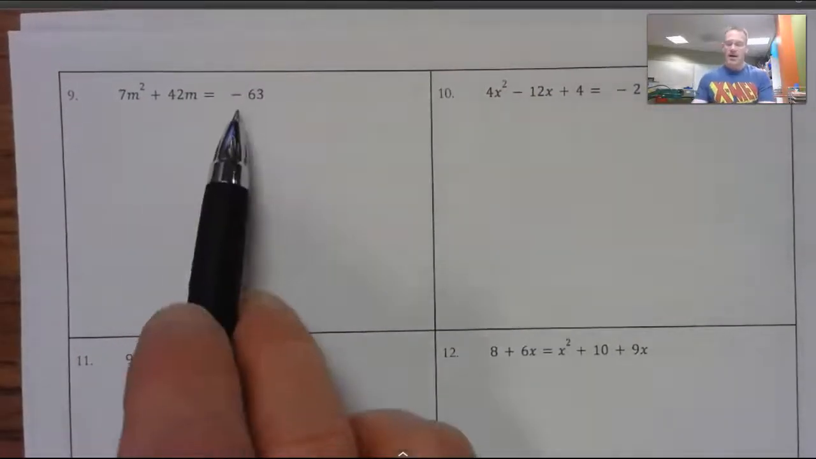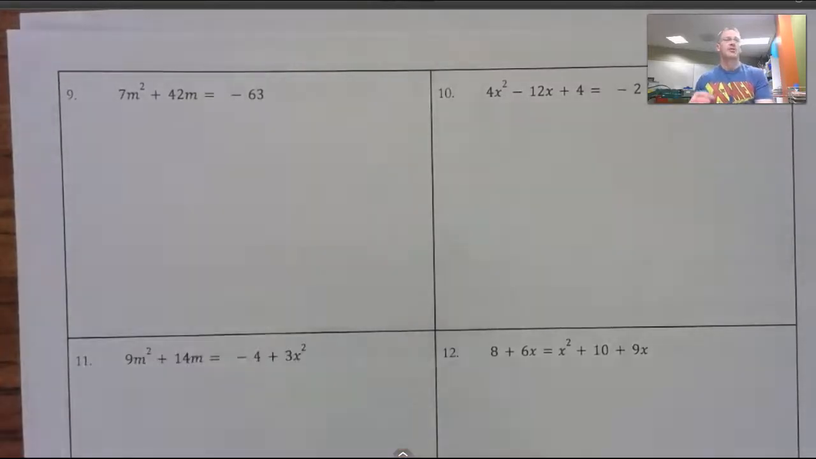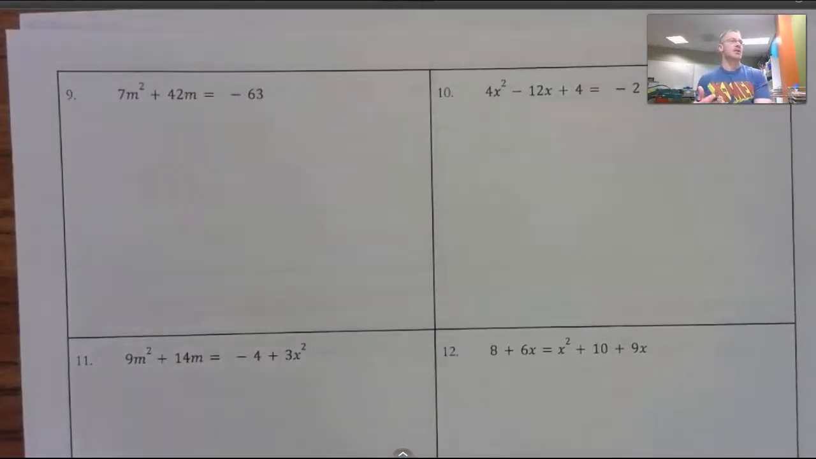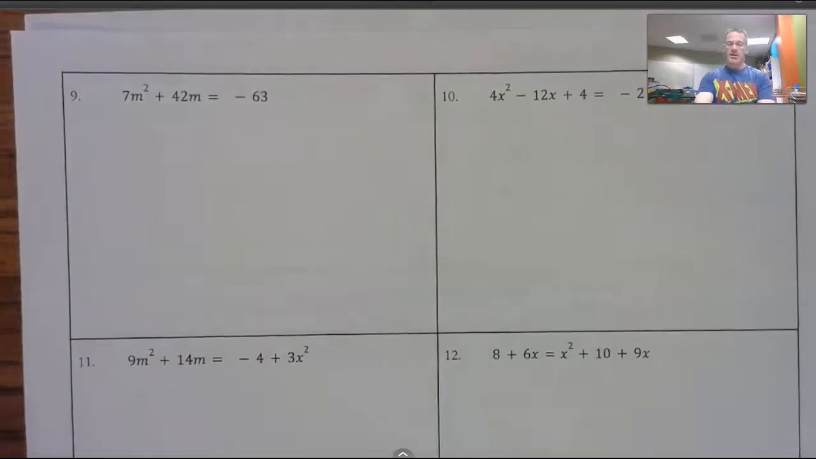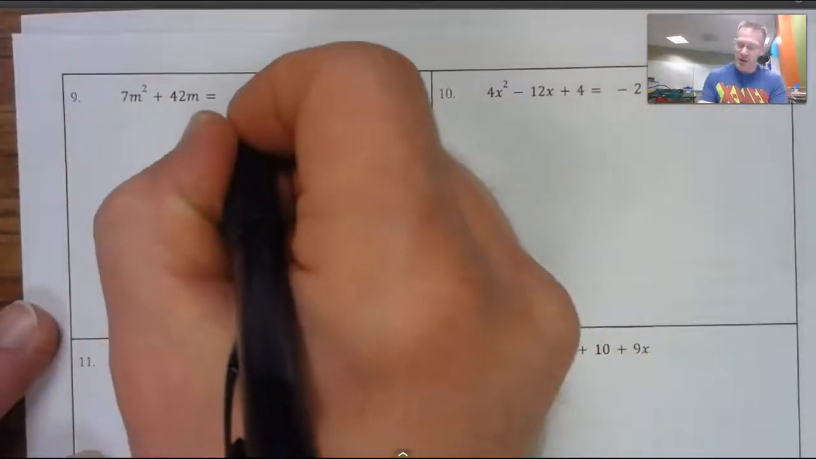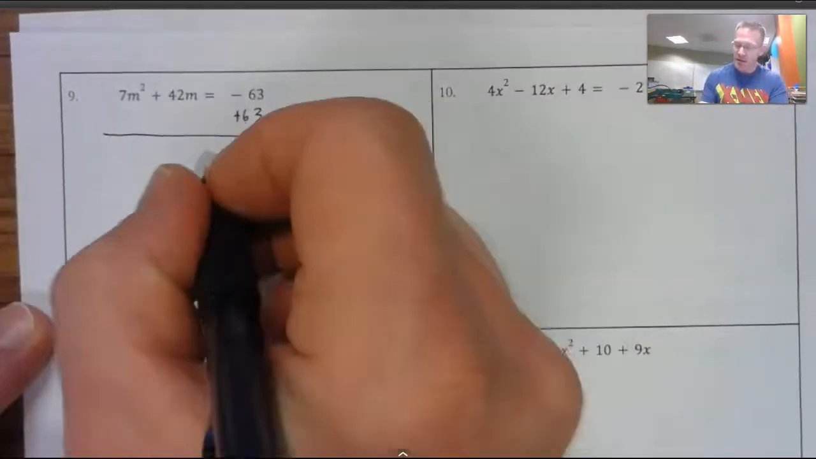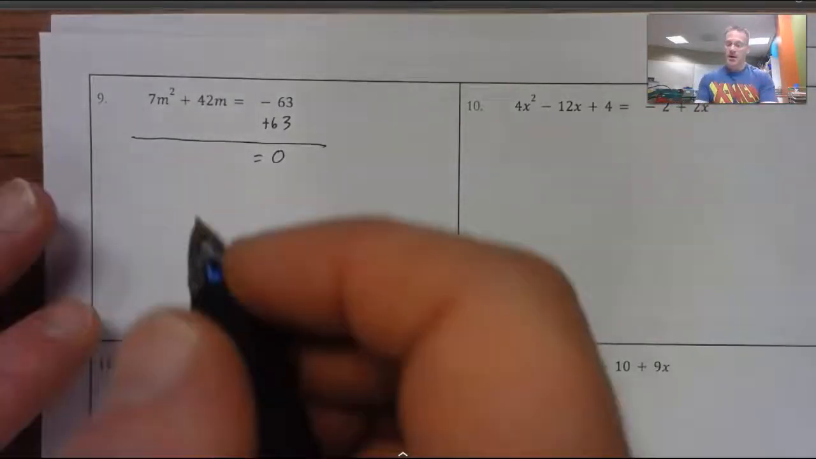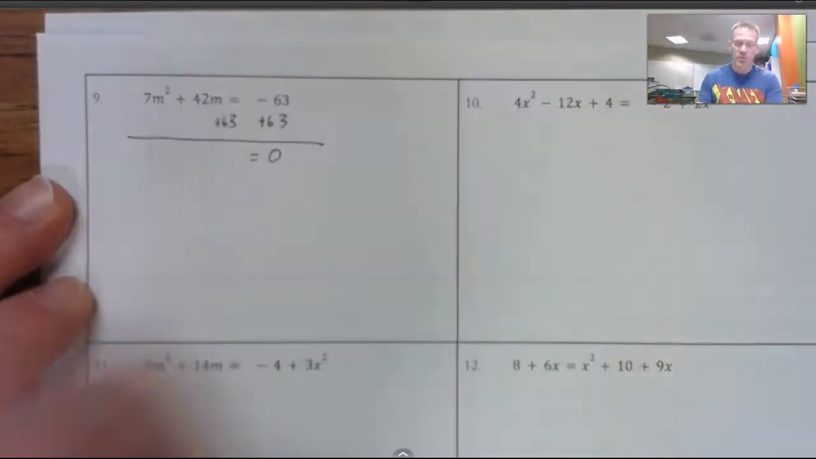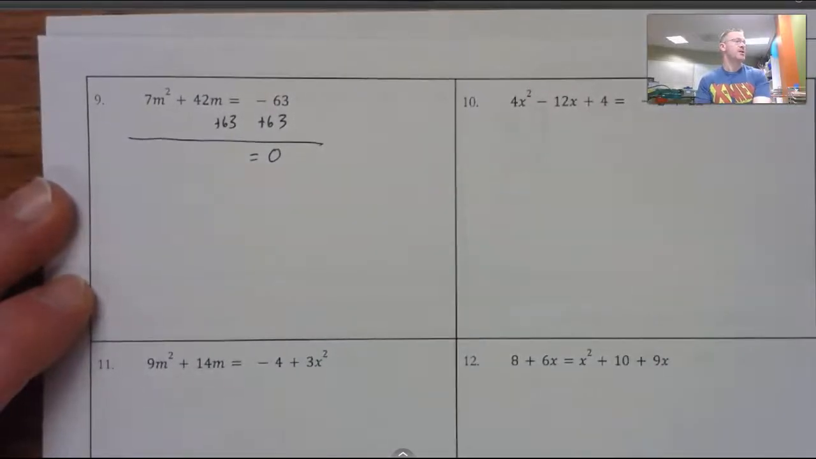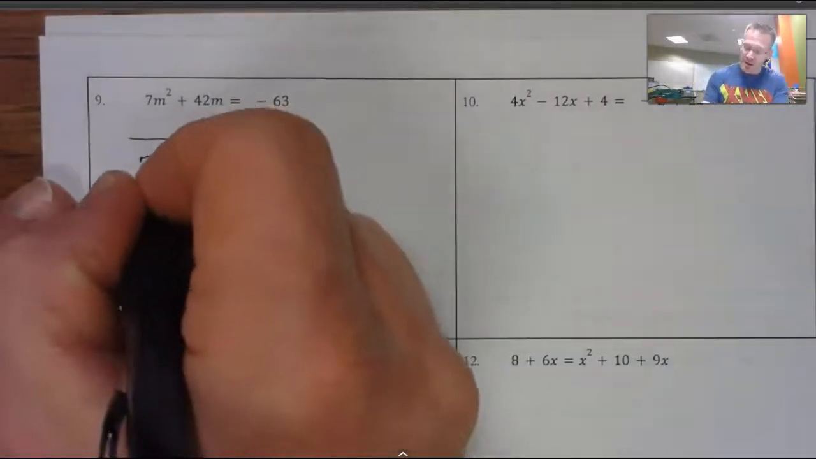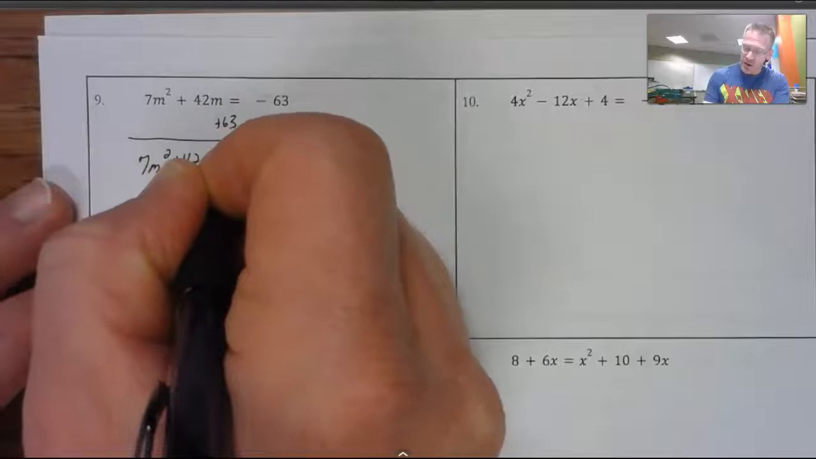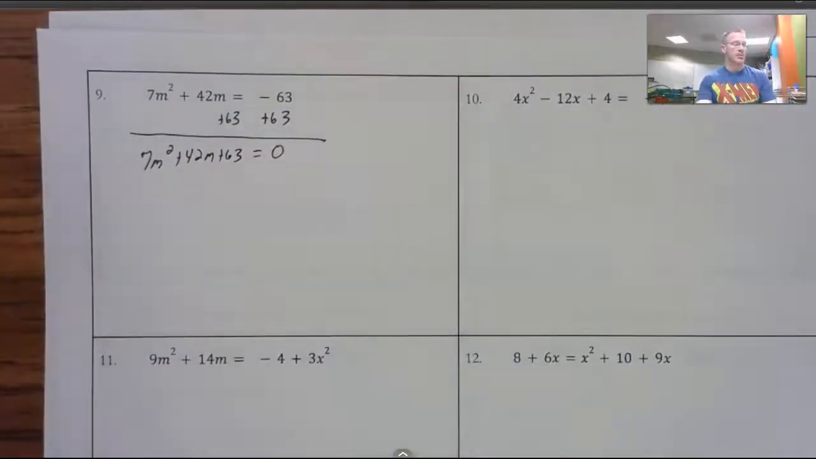So now I need to get this equal to 0. Now, we're just going to use the same process we've done all year. To get things equal to 0, we do the opposite. So since this is negative 63, I'm going to add 63. And that's going to make that equal to 0. Then I have to add 63 to the other side. Now notice, once again, we have to follow our rules for like terms. There are no constants on the left side. So I'm going to just put that right here. So there are no like terms to combine when I add 63 to the left side. So I'm going to bring everything down. 7m squared plus 42m plus 63 is equal to 0.